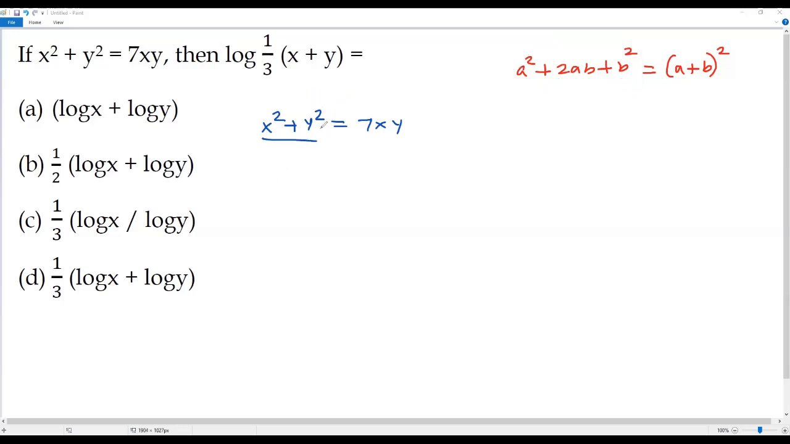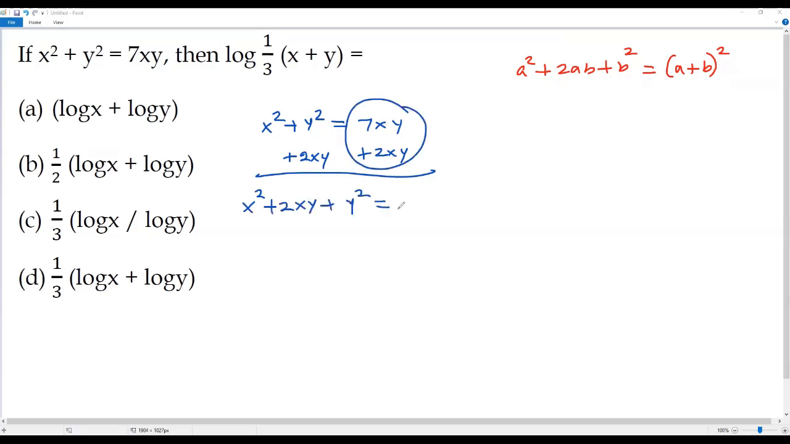So if I have 2xy here on the left side, I can write this as the square of a binomial like this one, (a + b)². So for that, I'm going to add 2xy to both sides. Then I'll be getting x² + 2xy + y², and on the right side 7xy + 2xy will become 9xy. Here now it is exactly in the form a² + 2ab + b². So for a² + 2ab + b², we have (a + b)². So we can write (x + y)² = 9xy.